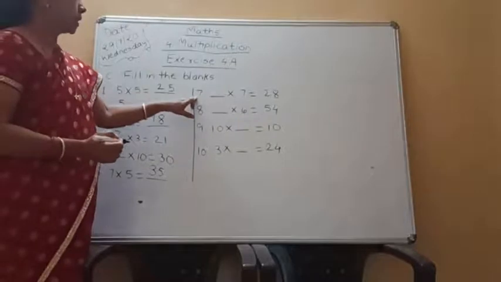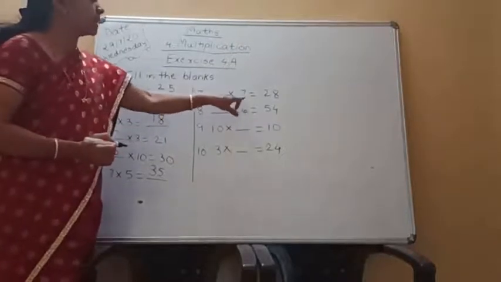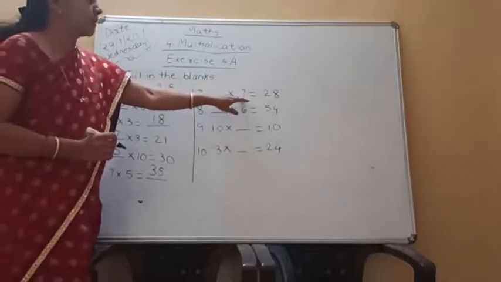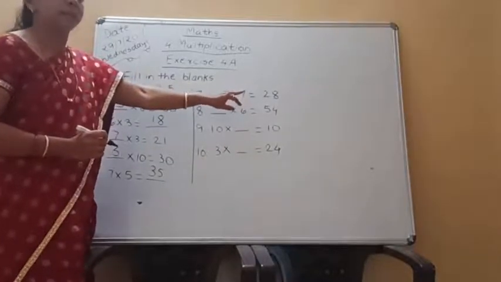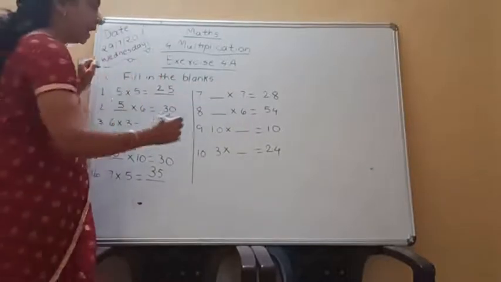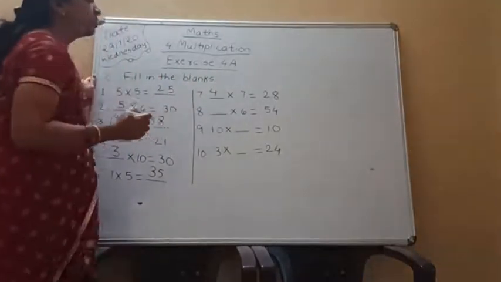Now see seventh example. Dash multiplied by 7 equal to 28. So in the table of 7, 28 is there. How many is that? 7 multiplied by 4. 7 4s are 28. So you write down here 4.